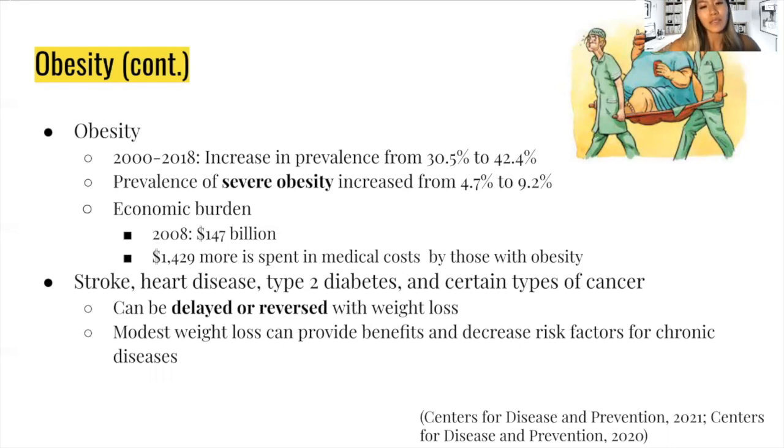Many obesity-related conditions are leading causes of preventable premature death. These conditions include stroke, heart disease, type 2 diabetes, and certain types of cancers. And these conditions can be delayed or reversed with weight loss, and even modest weight loss can provide benefits and decrease risk factors for diseases related to obesity.